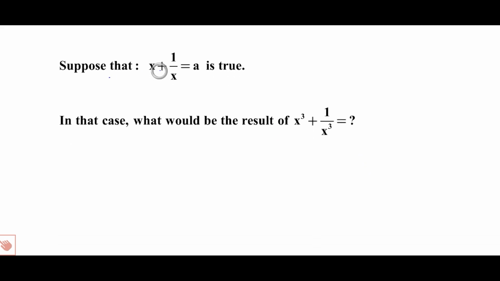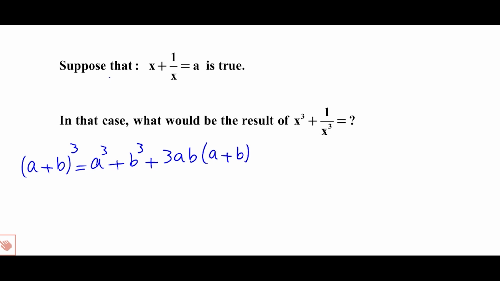Let's go to another example. Suppose that x plus 1 over x is equal to a is true. In that case, what would be the result of x cubed plus 1 over x cubed? Whenever I see a cube, the first thing that should come to my mind is our cube identity. It means a plus b whole cubed is equal to a cubed plus b cubed plus 3ab times a plus b.